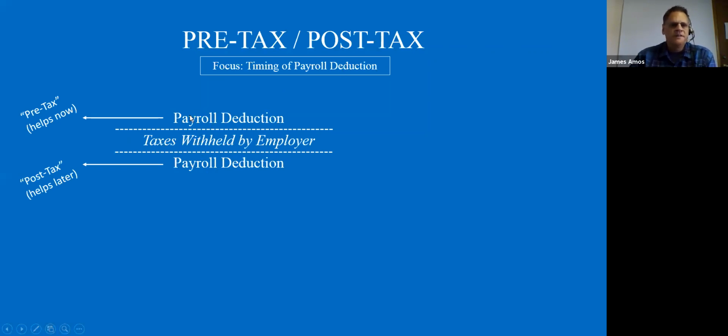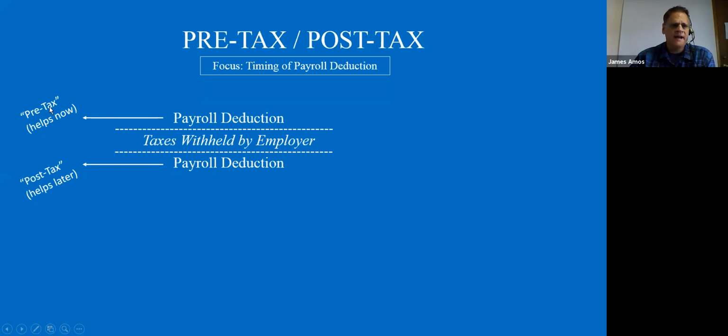The payroll deduction that's made here on the first line is pre-tax. That's because it comes before the taxes being withheld by the employer. And then the payroll deductions that happen after the taxes are withheld by the employer are called post-tax. Now, there is an important tax distinction for these.